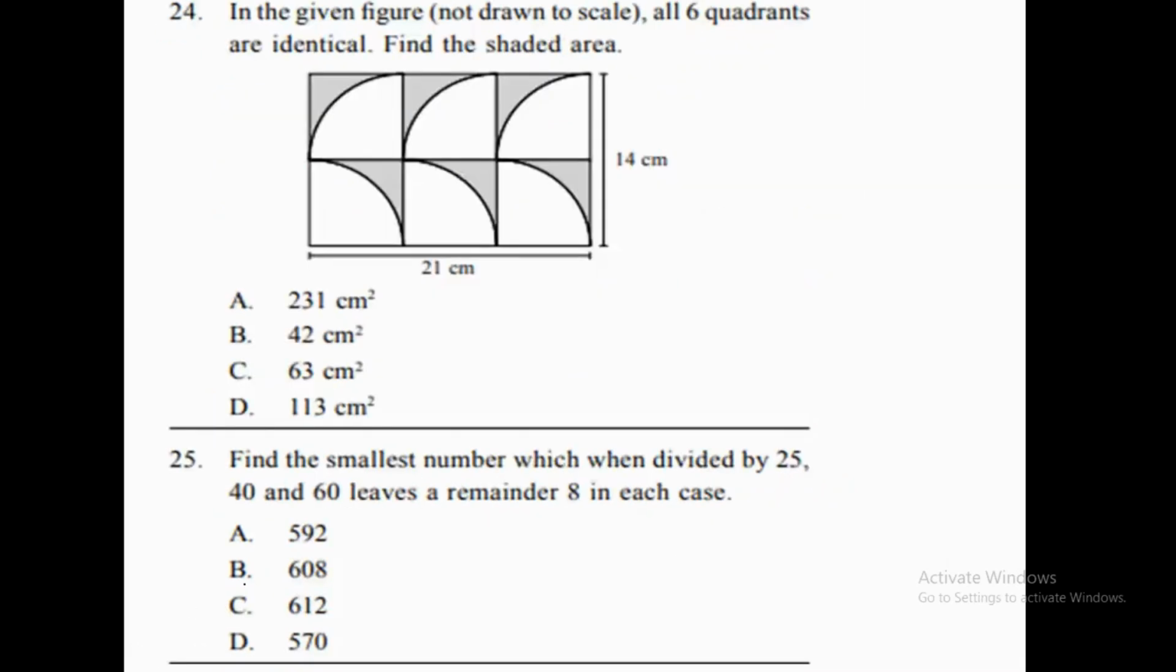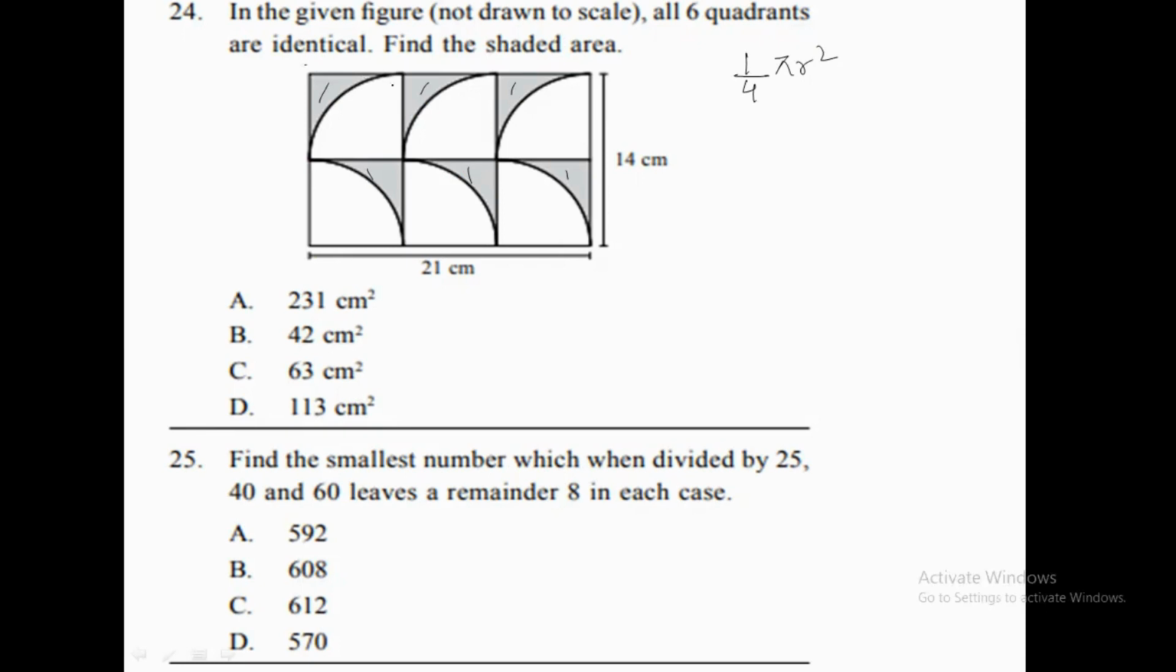Now let's move to question number 24. In the given figure, all 6 quadrants are identical. 1, 2, 3, 4, 5, 6 are identical. We need to find the shaded area. Just this area. So how are we going to find it? As we all know, the area of a quadrant is 1 by 4 pi r square. First we have to find the area of all the quadrants.